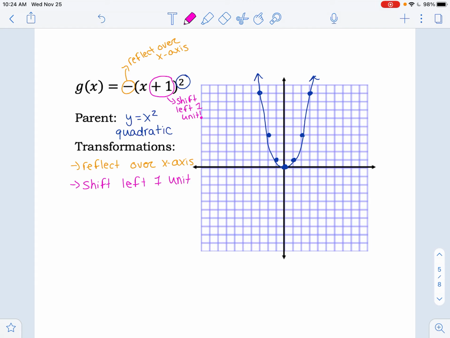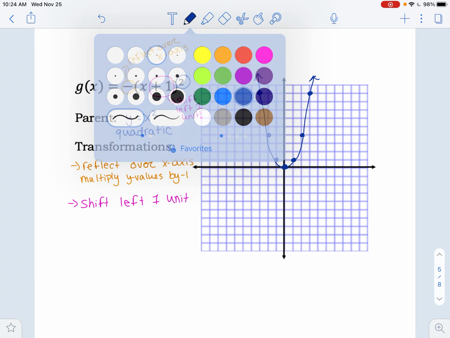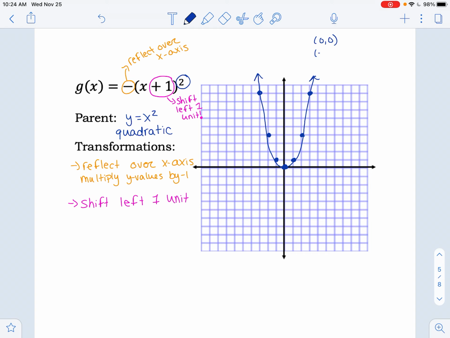And the way I do that is by just doing it to my parent function. So I've already got my parent function graphed. I can write the points out and make the appropriate edits to the points. Right? So this means multiply the y values by -1. So my points for my parent function are (0, 0), (-1, 1), (1, 1). Getting ahead of myself.